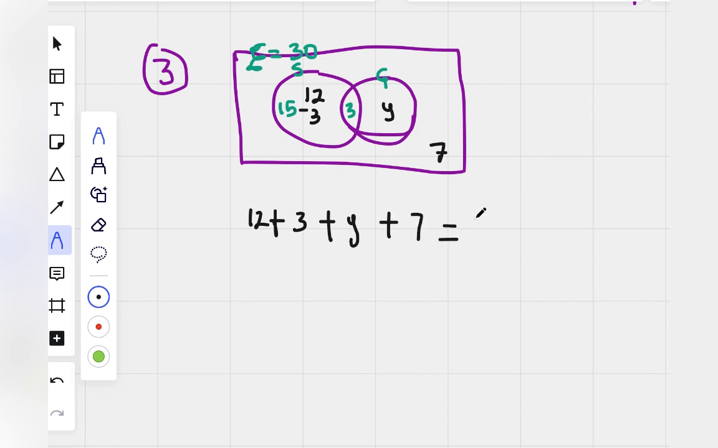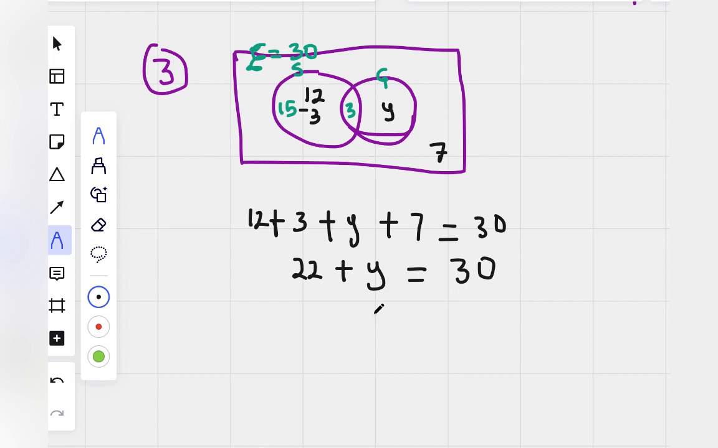So we solve this. You add this and this, you get 15. 15 plus 7, you get 22. So I have 22 plus y equal to 30. Now you have this.